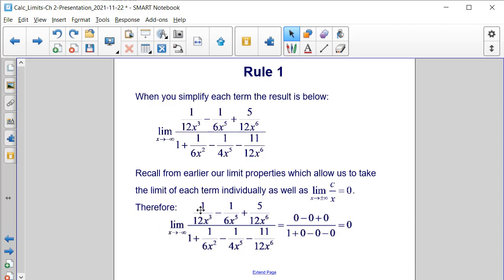Therefore, the limit of 1 divided by 12x cubed minus 1 divided by 6x to the 5th plus 5 over 12x to the 6th, all divided by the quantity 1 plus 6 divided by x squared minus 1 over 4x to the 5th minus 11 over 12x to the 6th is equal to 0 minus 0 plus 0 all over 1 plus 0 minus 0 minus 0, which would be 0 over 1, which equals 0.